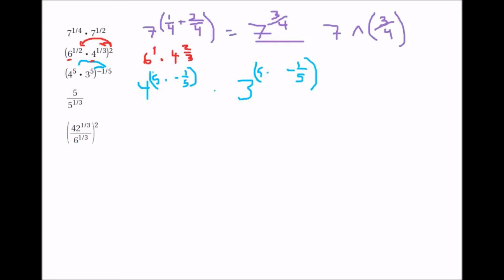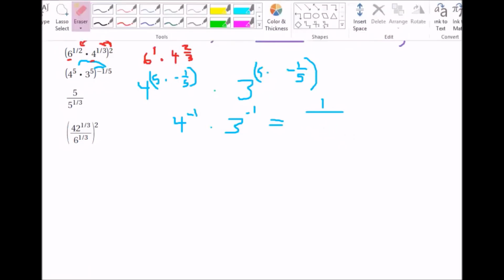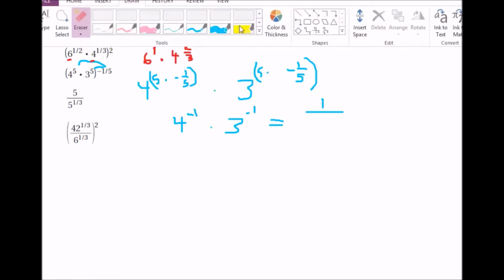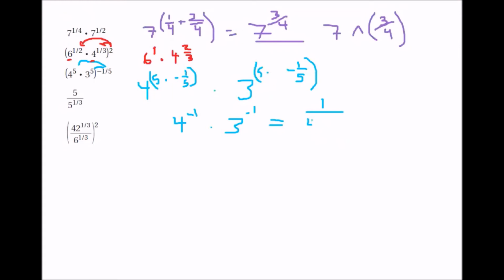So 5 times negative 1/5 is negative 5 over 5, that's negative 1. Times 3 to the negative 5 over 5, 5 times 1 is 5 over 5, is also negative 1. Of course, you move those both to the bottom. 4 to the negative 1, 3 to the negative 1. You can just multiply, or sorry, that negative should actually be positive now. I did that incorrectly. So 1 over 4 times 3, which is 1 over 12.